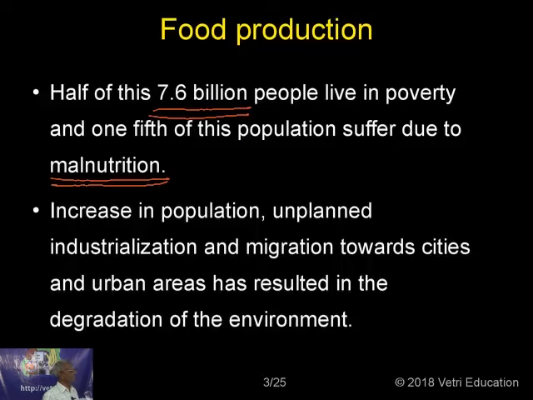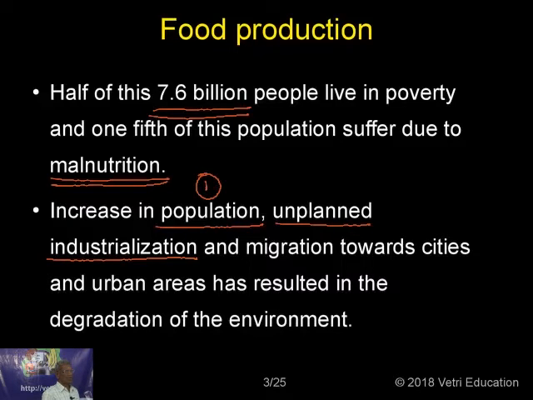Increase in population, unplanned industrialization and migration towards cities and urban areas has resulted in the degradation of the environment. This is a very important point. See, increase in population is one problem, problem number one. Now, added to that problem, unplanned industrialization is a very important one, because without planning, we are making only one section of our environment more suitable for industry, that we call cities today, cities and towns, metropolitan cities, etc. So there, all the industries are concentrated.